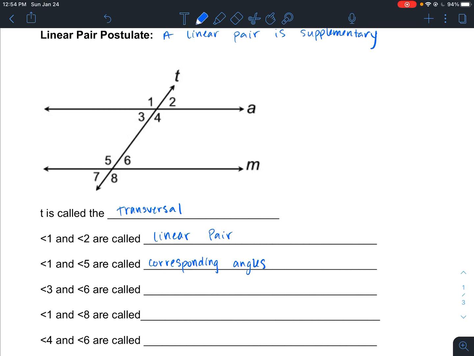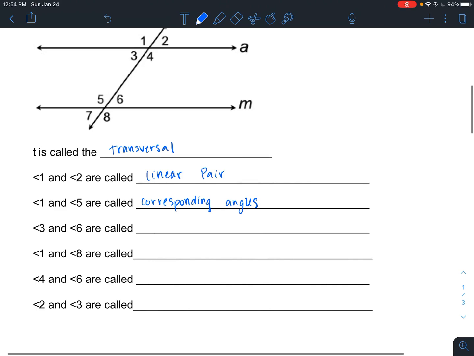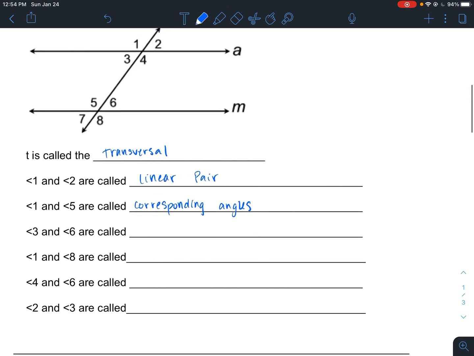Angles 1 and 5 are corresponding, but also 2 and 6 are corresponding. 4 and 8 are corresponding. 7 and 3 are also corresponding. So you can go ahead and add that too, as in pairs. So 1 and 5 we know are corresponding, also angles 2 and angle 6. Angles 4 and angles 8. Also angle 7 and angle 3. These are also corresponding angles.